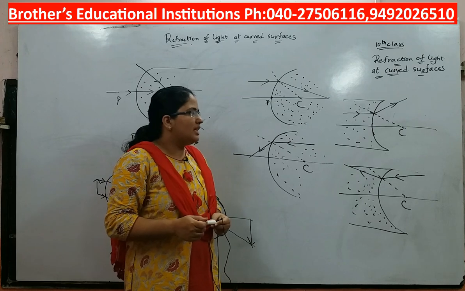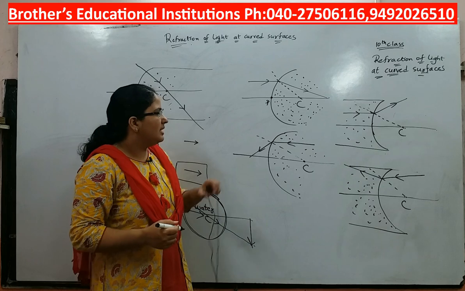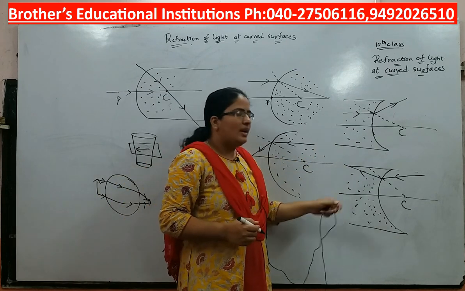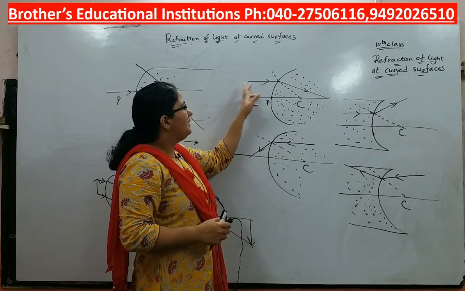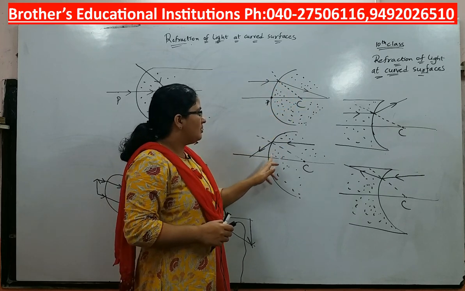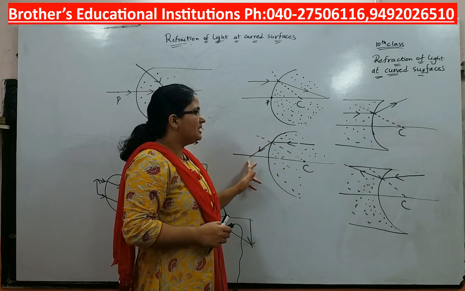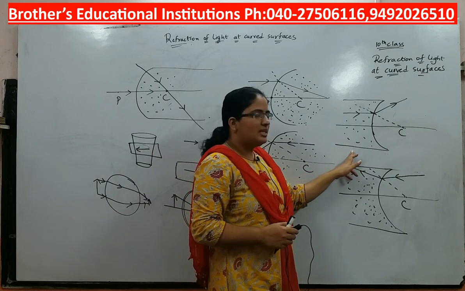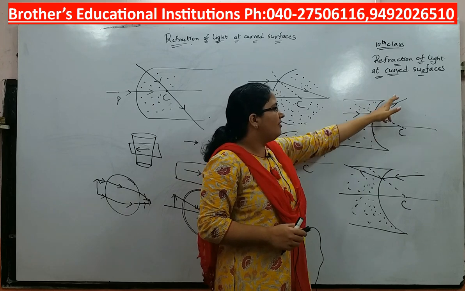In this class we shall discuss how the light ray gets refracted at curved surfaces. These two are convex surfaces and these two are concave surfaces. Let us see what happens. Whenever a light ray travels from a rarer medium to a denser medium, it bends towards the normal. Here also, whenever it moves from a denser medium to a rarer medium, it bends away from the normal. Here again, for concave surfaces, whenever light is moving from denser to rarer medium, it is bending away from the normal.